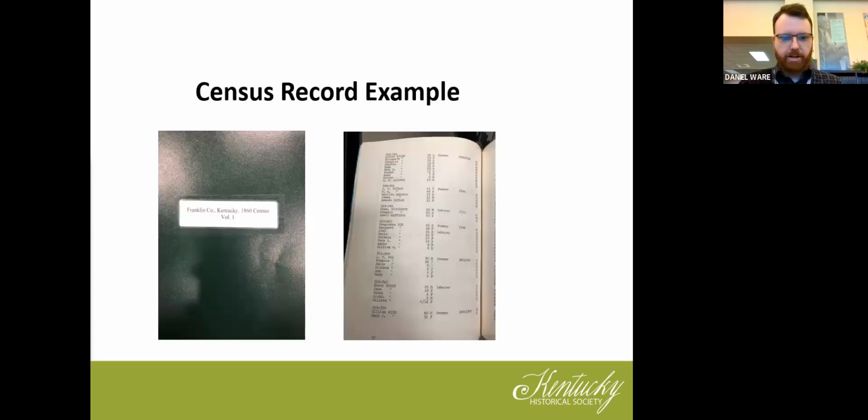And here is just another quick example of a census record from 1860 in Franklin County. It lists everybody in the household and their age, and the head of household usually had an occupation listed, and that kind of stuff.